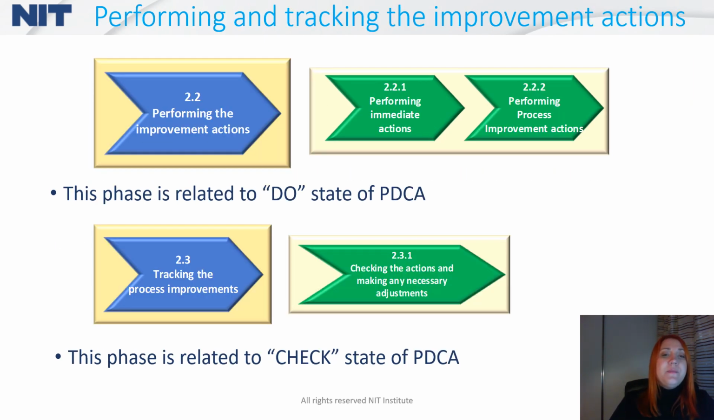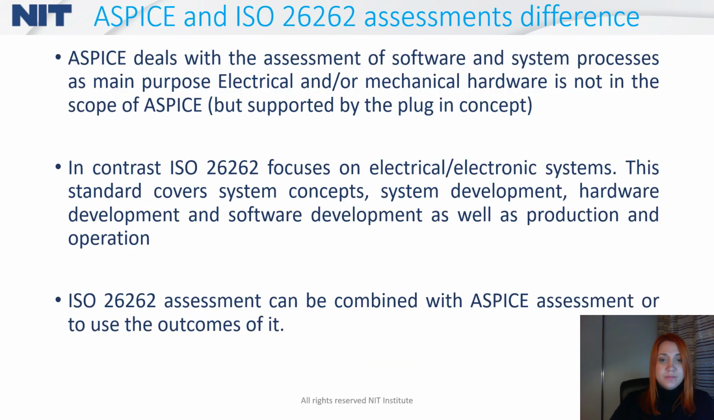Furthermore, if we want to match the performance of the improvement actions and tracking the improvement actions, we can say that performing immediate actions and performing process improvement actions are related to phase 2 in the PDCA. The tracking of the improvement actions is basically part of the check stage of the PDCA.